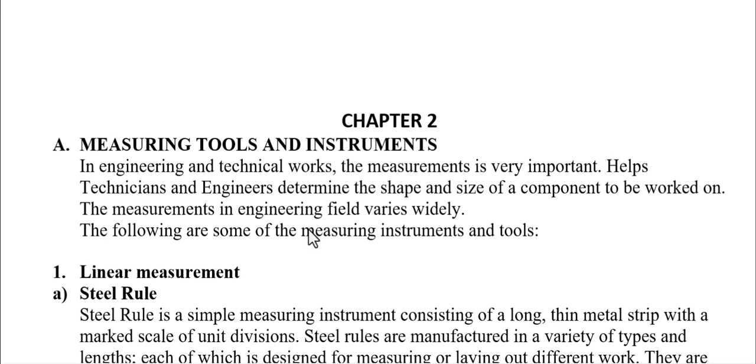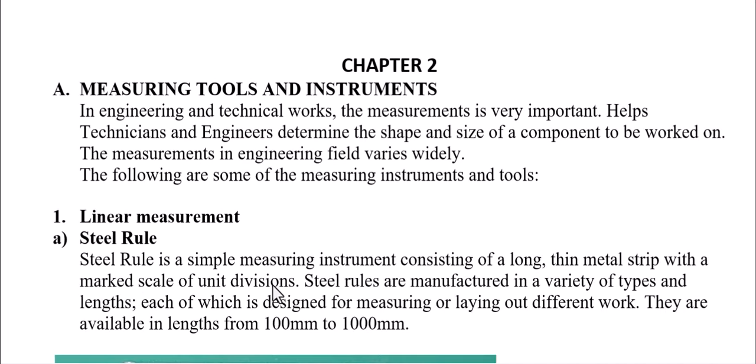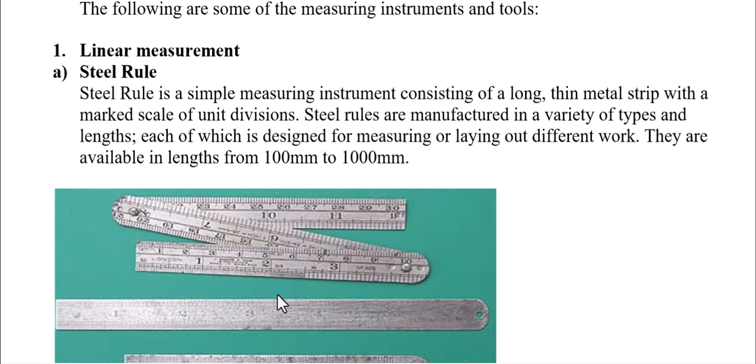The first one is linear measurement. When we say linear measurement, it means we measure linear values such as length, height, depth, and others. In this category, we have the steel ruler. The steel ruler is a simple measuring instrument consisting of a long, thin metal strip with a marked scale of unit divisions.